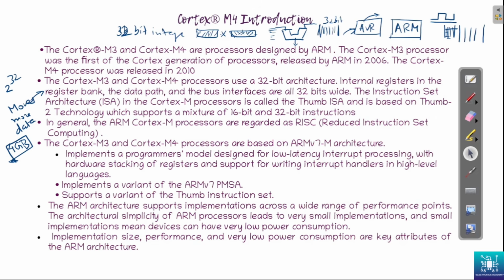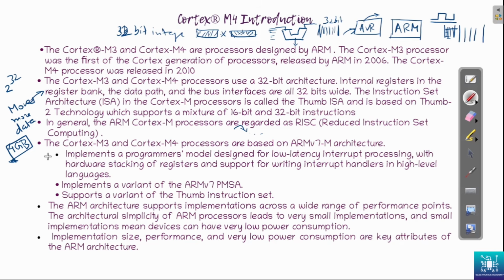Moving on, in general, ARM Cortex M processors are regarded as reduced instruction set computing, or RISC. So RISC means it has a limited number of very powerful instructions. So it is not a CISC, it is a RISC. But nowadays, even whatever you call a CISC processor, for example, high-end AMD or Intel processors, also have a RISC-like architecture internally, and CISC instructions are actually broken up into multiple RISC instructions and fed into that RISC execution unit.